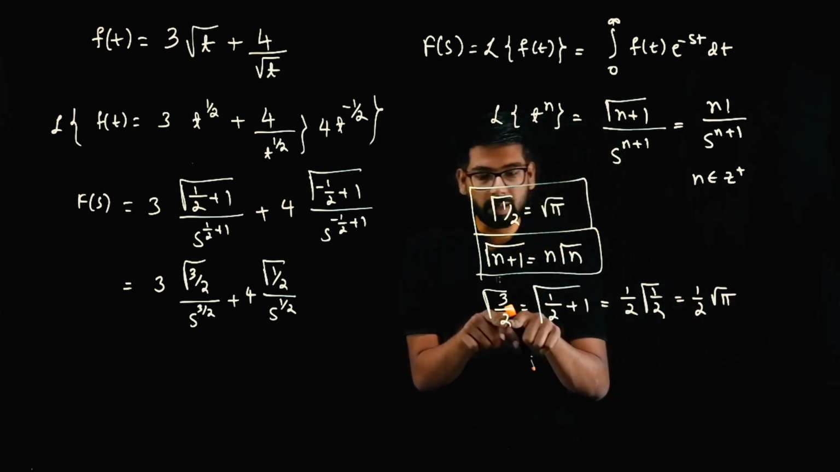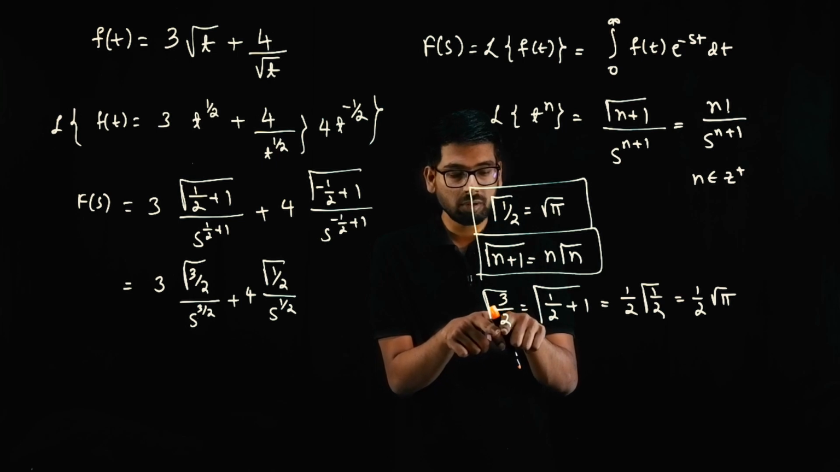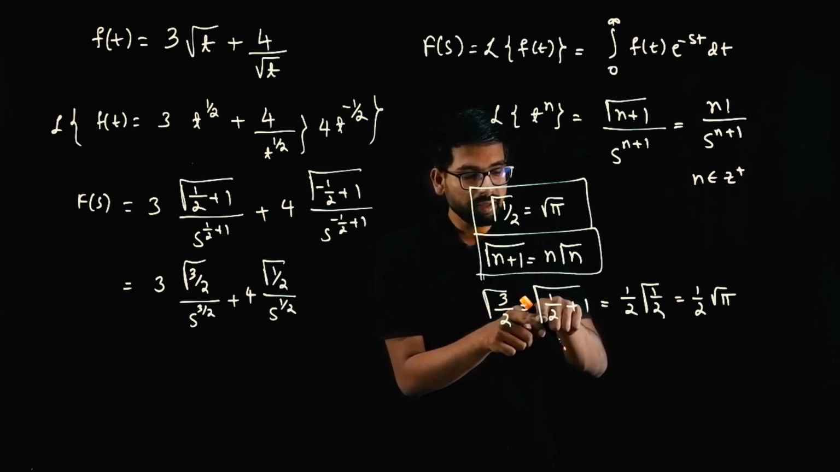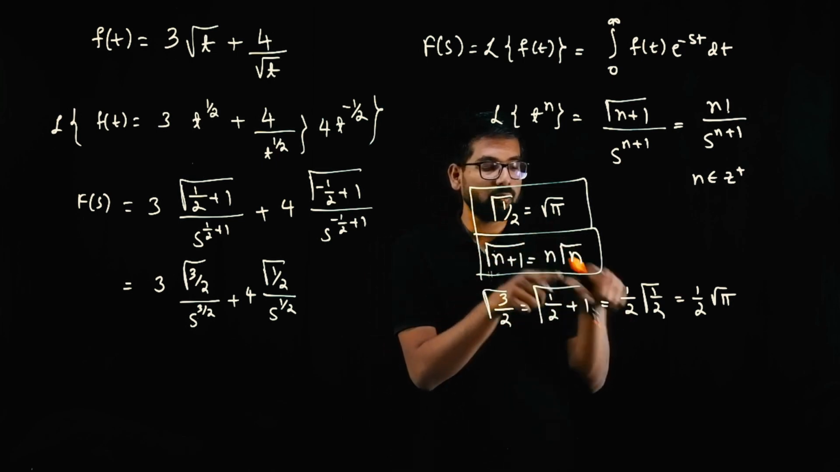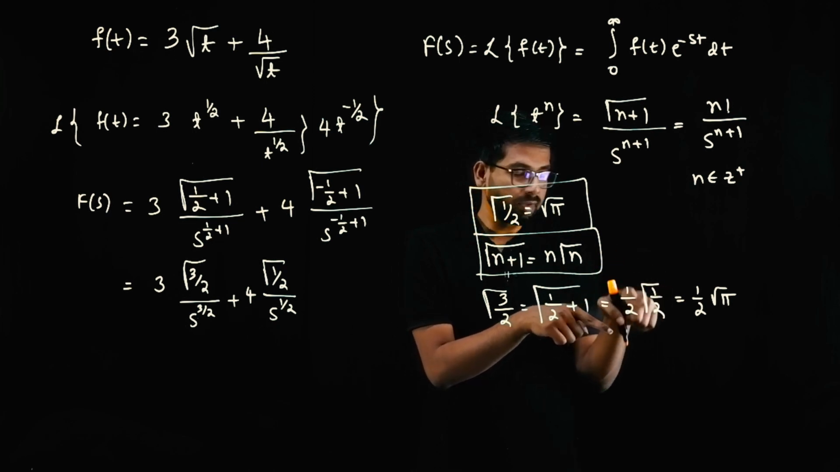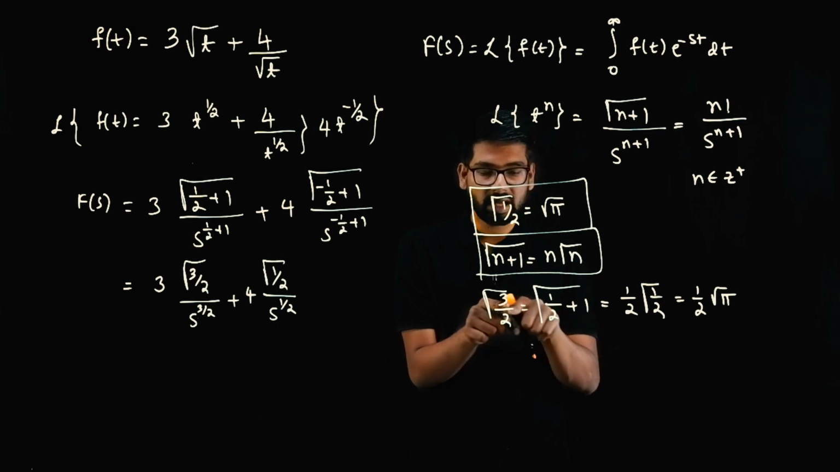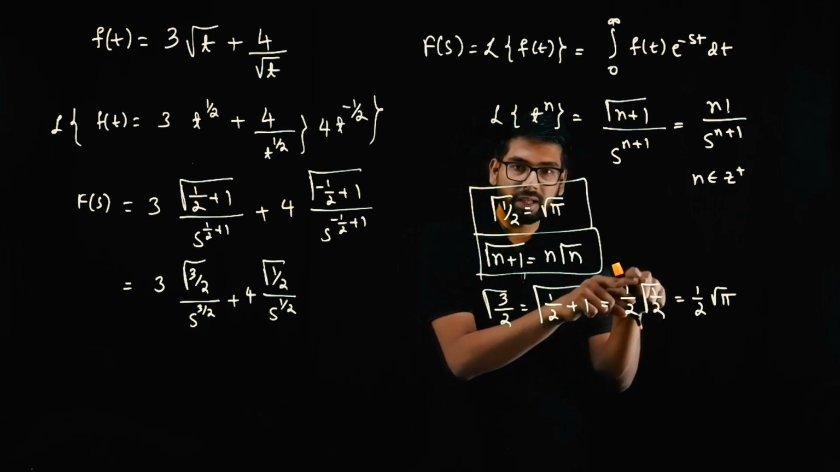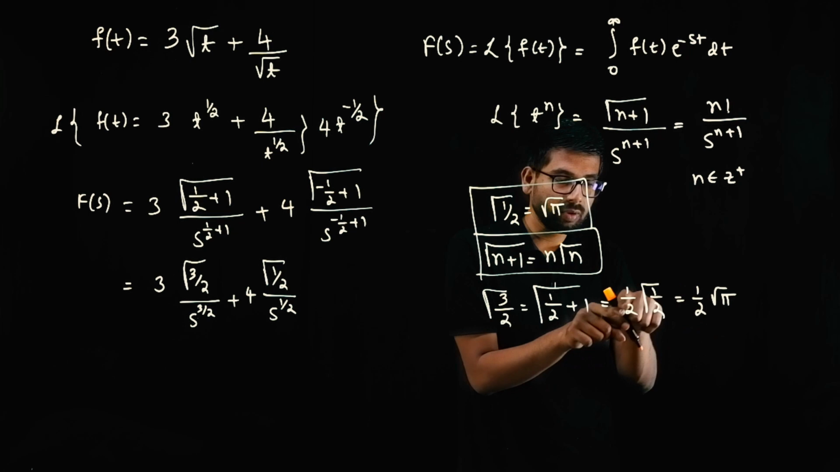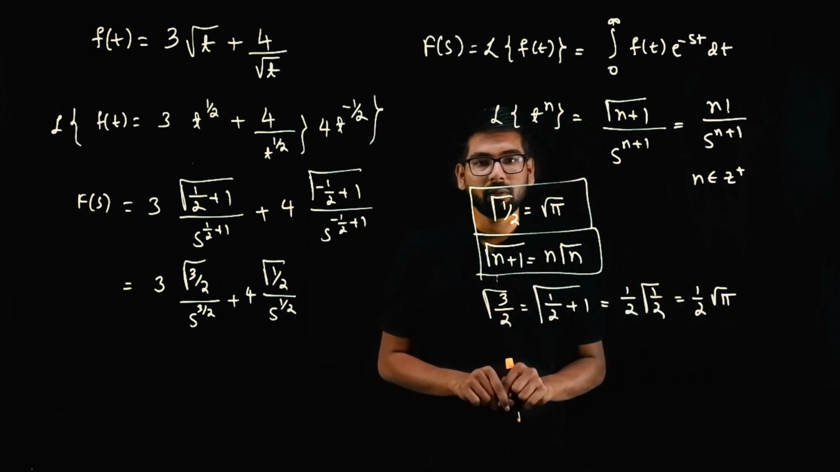So this is how you find gamma of any value. You have to iteratively reduce this till you get gamma of 1 by 2 in the term, and then substitute that with square root of pi. Okay, so gamma of 3 by 2 is 1 by 2 into gamma of 1 by 2. Gamma of 1 by 2 is square root of pi. So 1 by 2 into square root of pi is the value of gamma of 3 by 2.